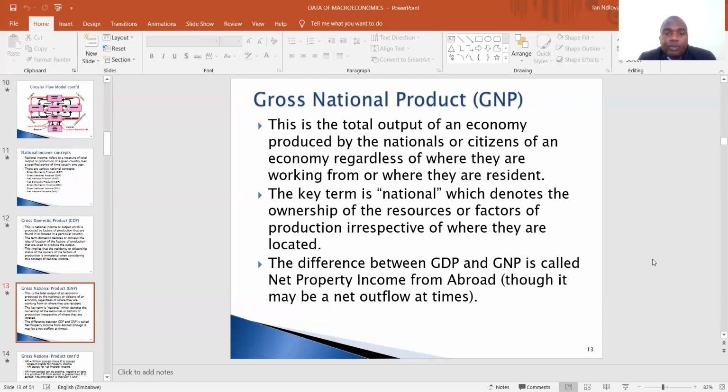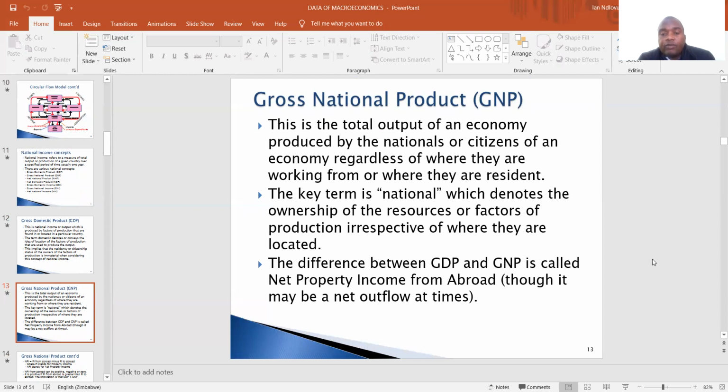How about gross national product? Gross national product is the total output of an economy produced by nationals or citizens of an economy, regardless of where they are working from or where they are resident. The key word here is national, which denotes the ownership of the resources or the factors of production, irrespective of where they are located. The difference between GDP and GNP is called net property income from abroad, though it may be a net outflow at times.